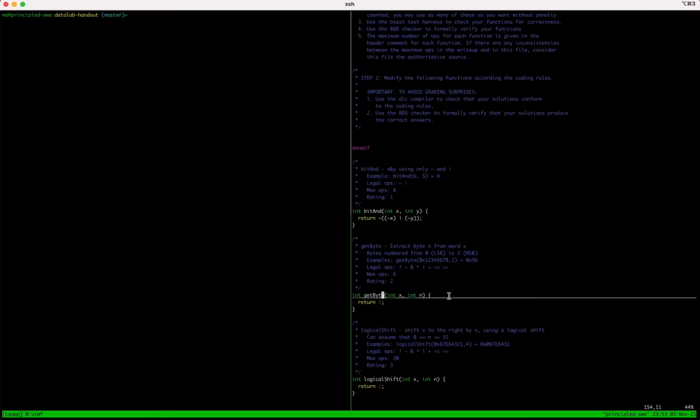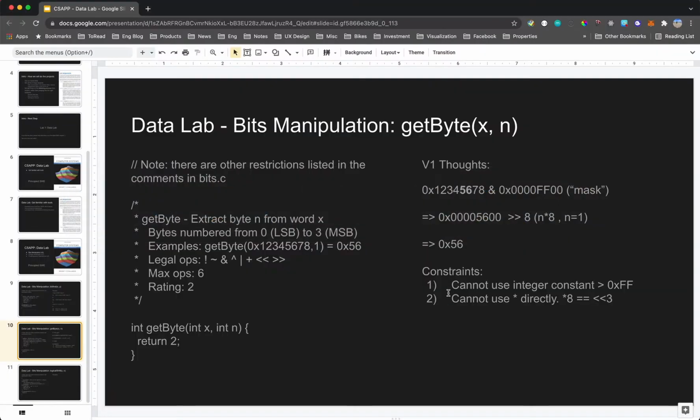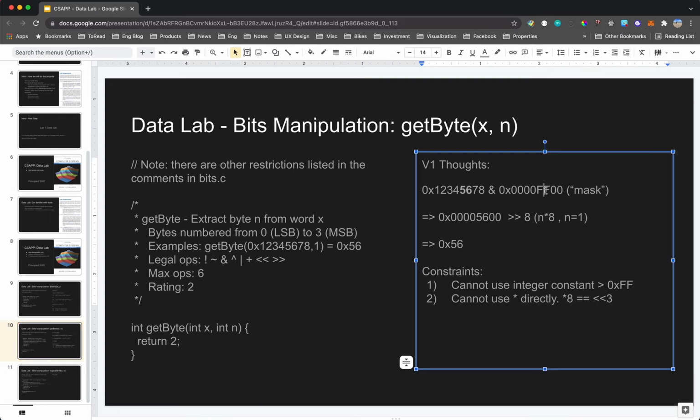Okay, here I have my terminal open. Remember, the first thing we want to do is to generate a mask. Let's come back to here again. So here, to generate this mask dynamically by the number n, we want to shift this FF to the left by a number that's determined by n.